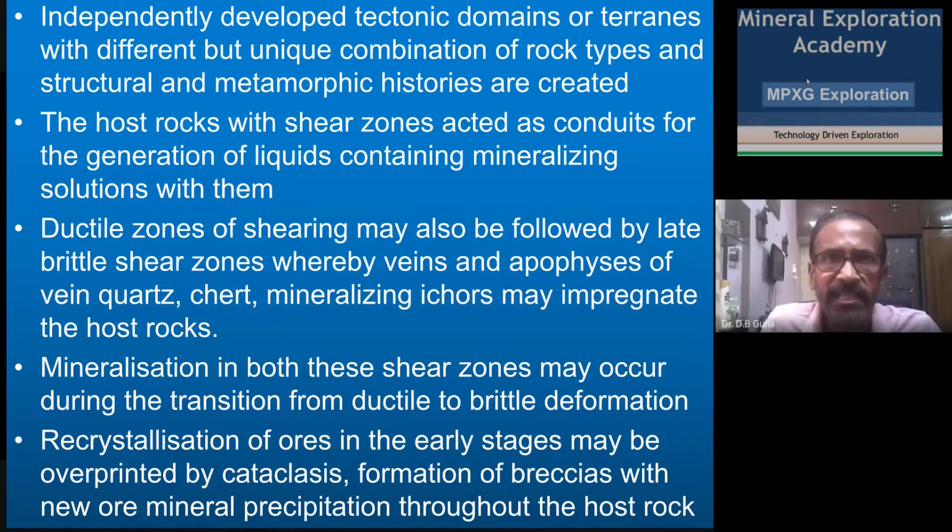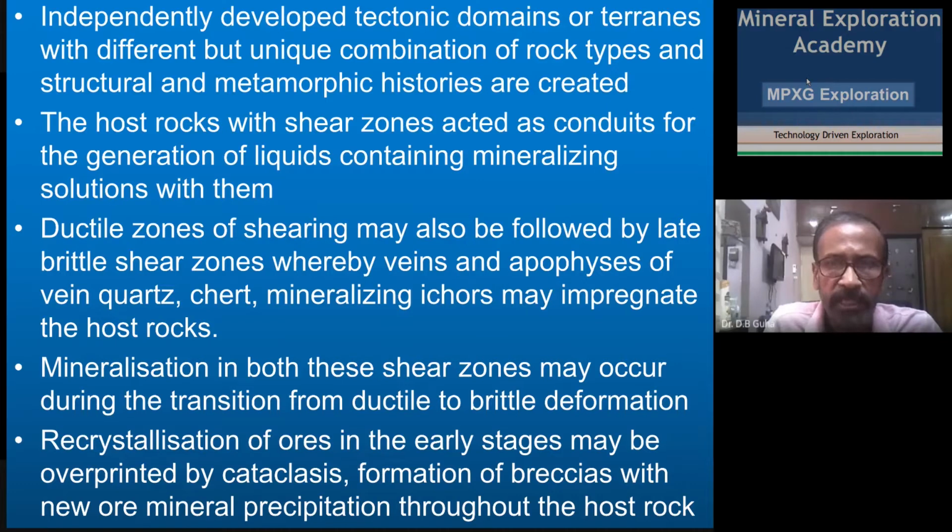So at a later stage, when the brittle nature starts after the ductile shearing, late faults and veins and conjugate type of veins are developed, which also impregnate the host rock with the mineralizing fluids which are generated during the earlier stage of metamorphism at a higher PT condition. So we get a continuous process of mineralizing fluids being deposited during ductile deformation and followed by brittle deformation in any metamorphic terrain, or any terrain undergoing deformation and metamorphism, or any terrain undergoing an orogenic evolution.